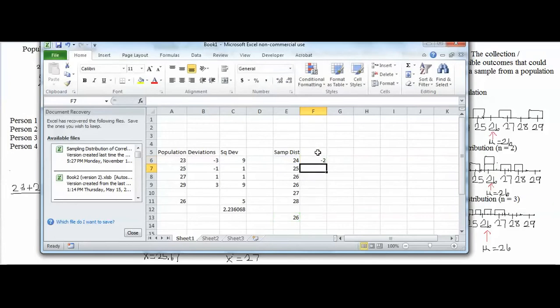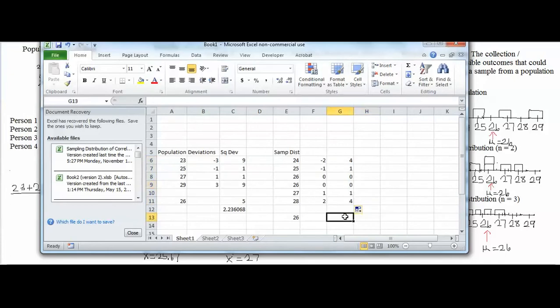Press enter. Now if we drag it down, it subtracts all of these by the mean of 26 to get the deviations. If we type in equals and then highlight this and put this in here again, it squares -2. And if we drag it down, it'll square all of the other numbers. It squares all of these deviations.